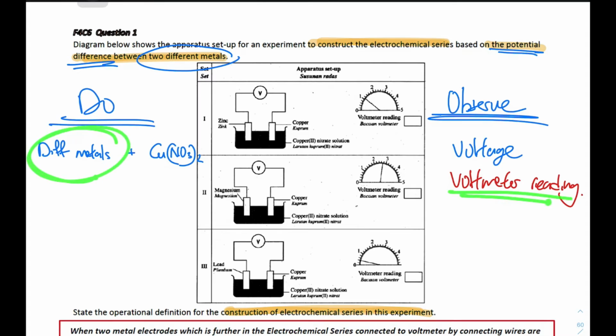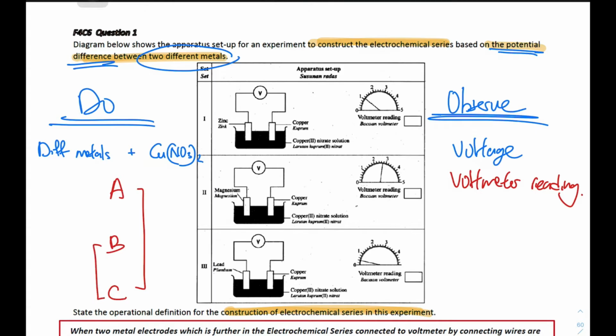From what we have learned before, if the two metals in the ECS are further away, then what happens? The voltage will be higher, let's say 3, and then this is 2. The further the distance, the higher the voltage, correct? So you see, my answer is two metal electrodes further apart in ECS connected to voltmeter by connecting wires are dipped into copper 2 nitrate solution.